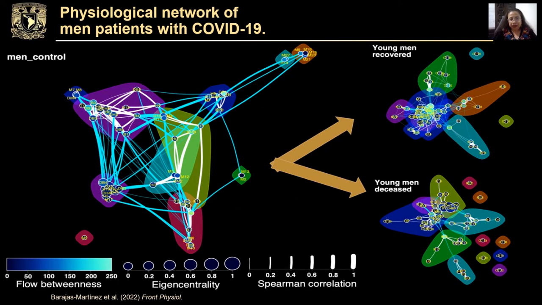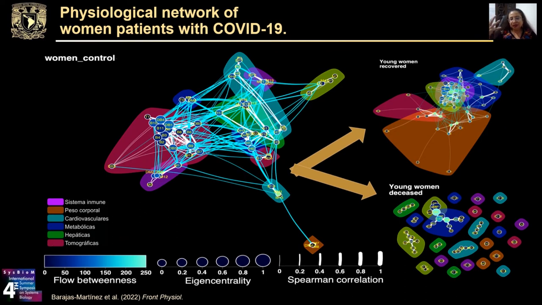Here you see the difference between the physiological network of healthy young men, the young men that recovered, and the young men that died. As you see, there is a lot of fragmentation of the system. There is a lot of loss of connectivity between the systems and also between the variables. It's the most important feature of this disease. But if you consider not only men, to make it worse, with worse results in women, there is a stronger destruction. So more fragmentation will be seen in the network of women.